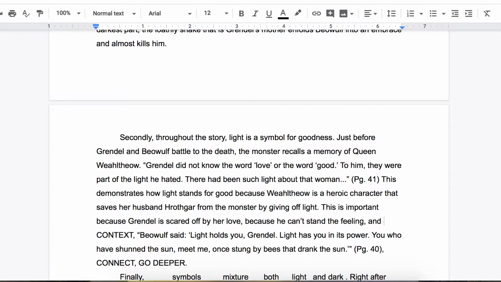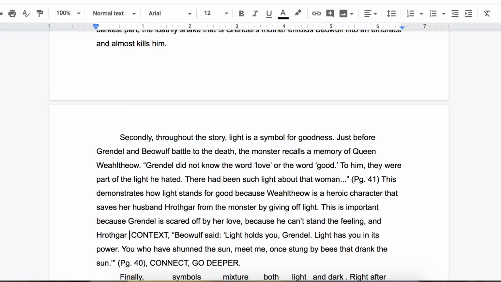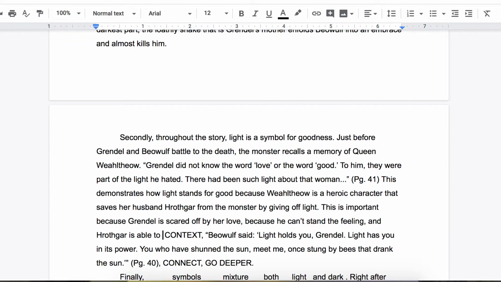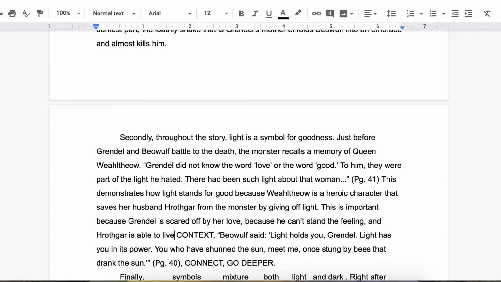And Hrothgar is able to live. So this is important because Grendel is scared off by her love because he can't stand the feeling, and Hrothgar is able to live. Now we go on to our context for our next quote.